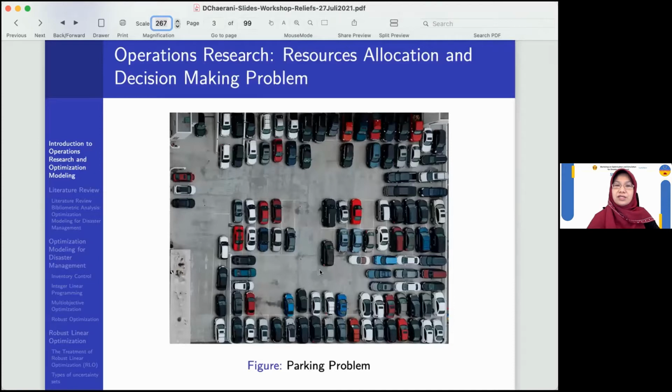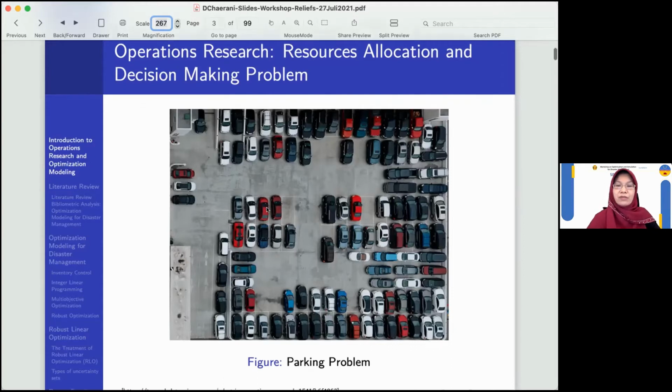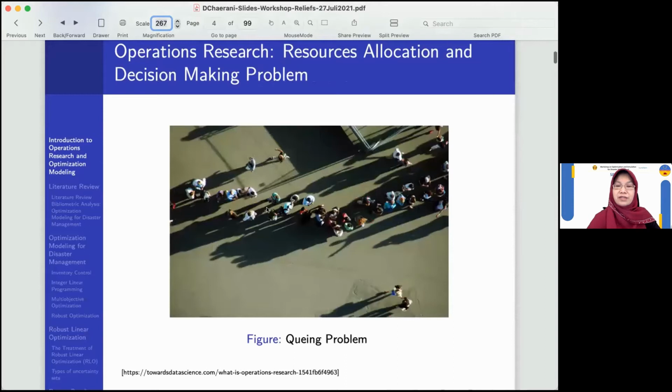There are two keywords. The first one is resource allocations and decisions making problem. For example, if you have any parking area or parking problem, how to place all of the cars so that we can get the maximum amount of cars that can go into this parking area, but also how we can handle the existing challenge. If we want to nominalize this, maybe one car pays a certain amount of money as parking fee, and it will create a profit.